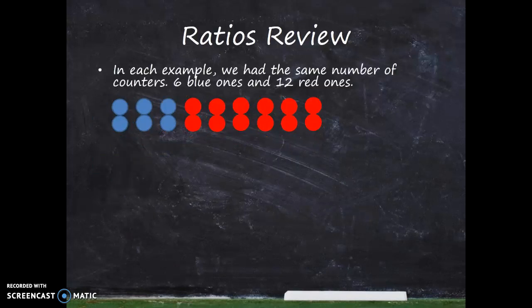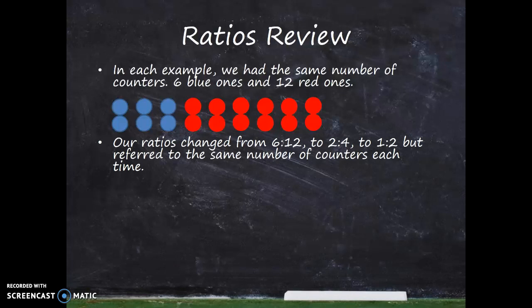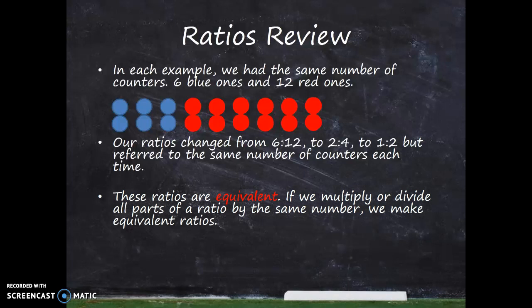In each example, we had the same number of counters. We had 6 blue ones, and we had 12 red ones. What changed was the way we grouped them. So our ratios changed from 6 to 12 to 2 to 4 to 1 to 2, but each of those ratios refer to the same number of counters. Those ratios are what we call equivalent.